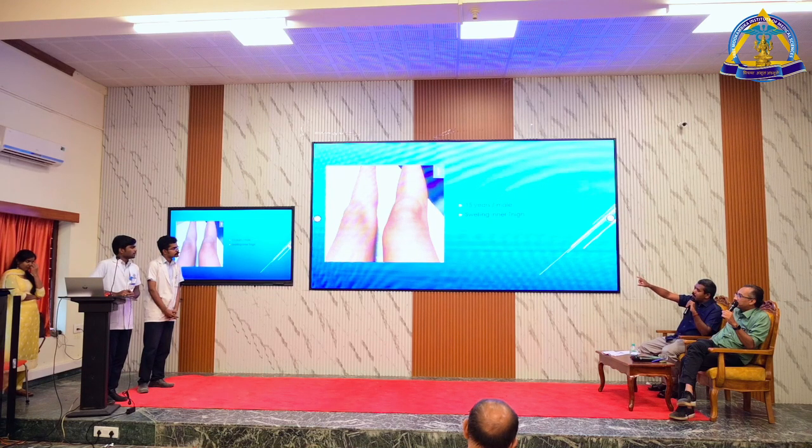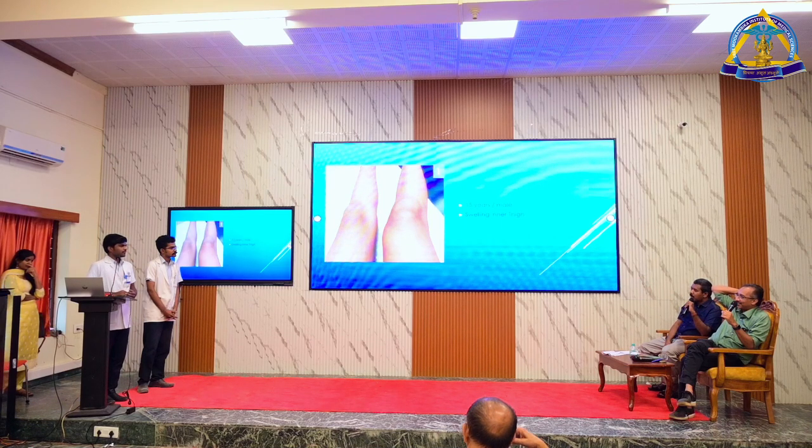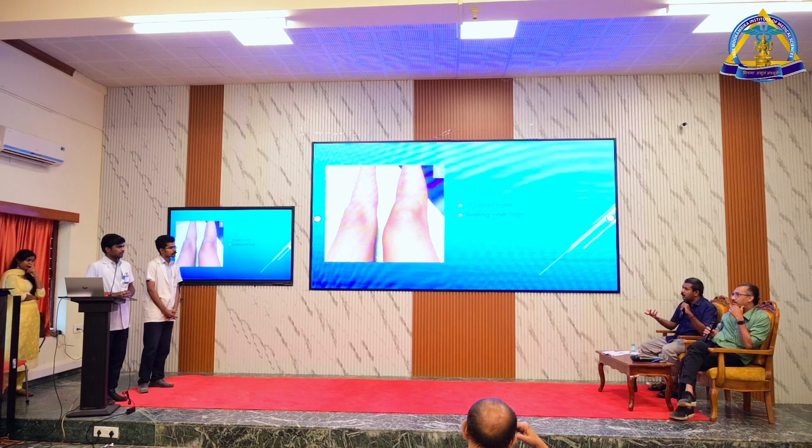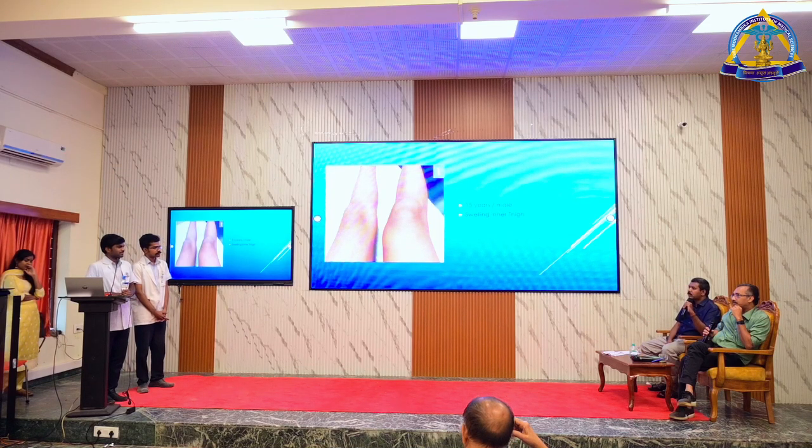This swelling can compress which structure? Suppose the swelling is a huge one, it could compress which structure? Blood vessels. What blood vessel? Femoral artery. Then how will you check for femoral artery compression? Pulsations. What pulsation? Popliteal pulsation, peripheral pulsation. Popliteal pulsation, dorsalis pedis artery pulsation.